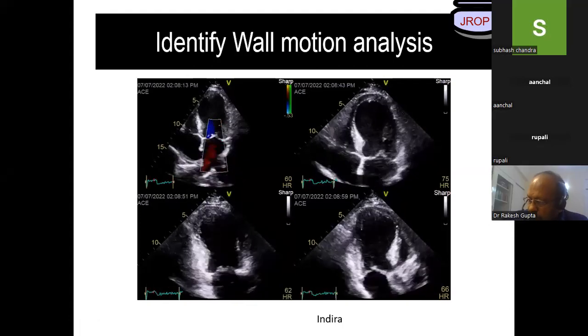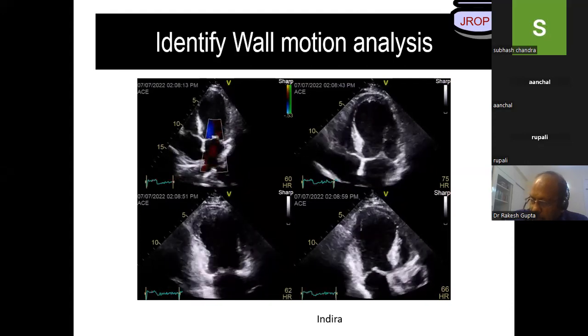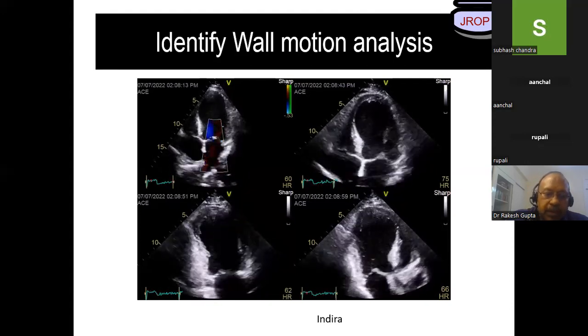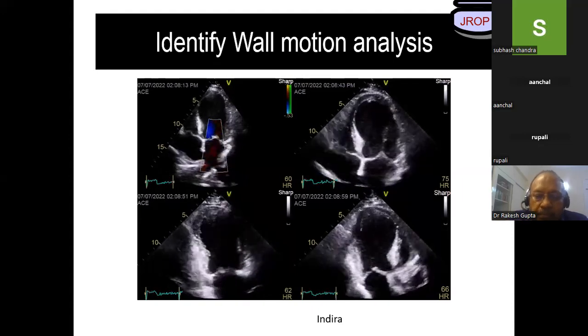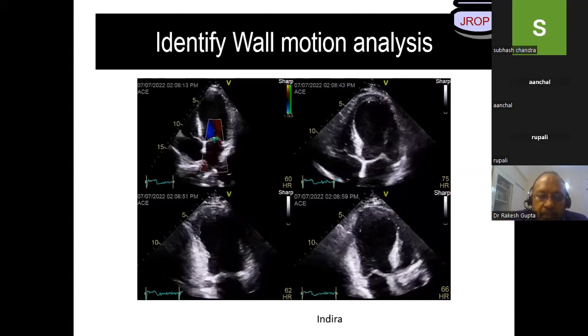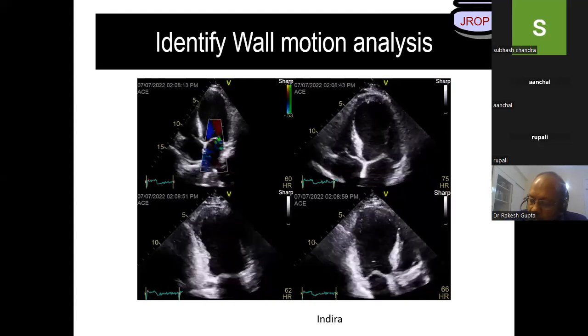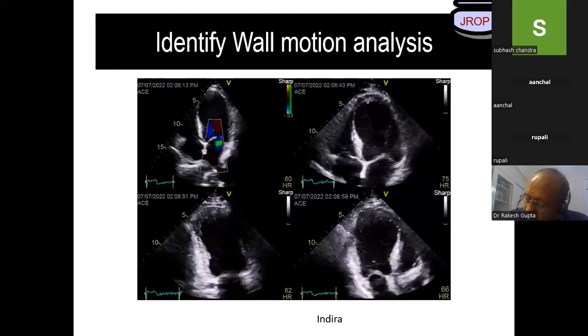Apical anterior, mid anterior are hypokinetic. Okay. And the apical inferior also looks hypokinetic. Okay.